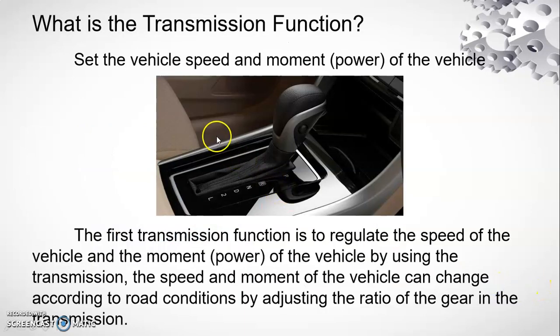Next, what is the transmission function? The first transmission function is to regulate the speed of the vehicle and the movement or power of the vehicle by adjusting the transmission. The speed and movement of the vehicle can change according to road conditions by adjusting the ratio of the gear in the transmission.